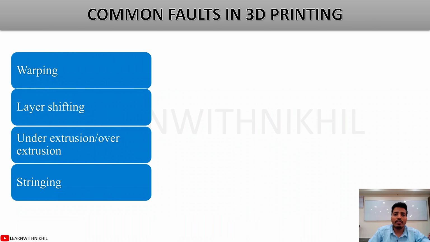Next, we'll see some of the common faults in 3D printing. After the object is printed or while printing, there will be many faults occurring. So you have to know those faults and you have to also know how to avoid these faults. That is very important. So first one is the warping.